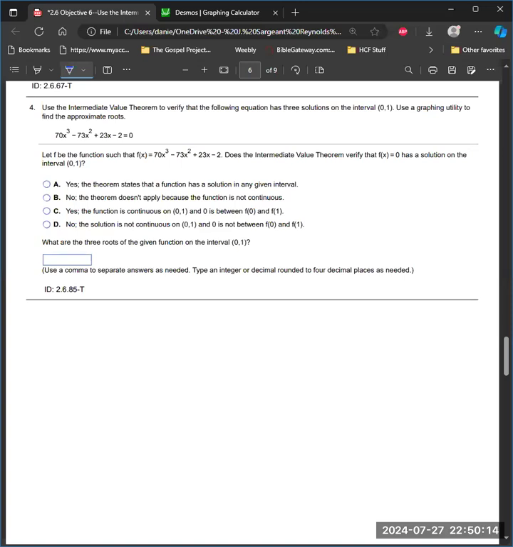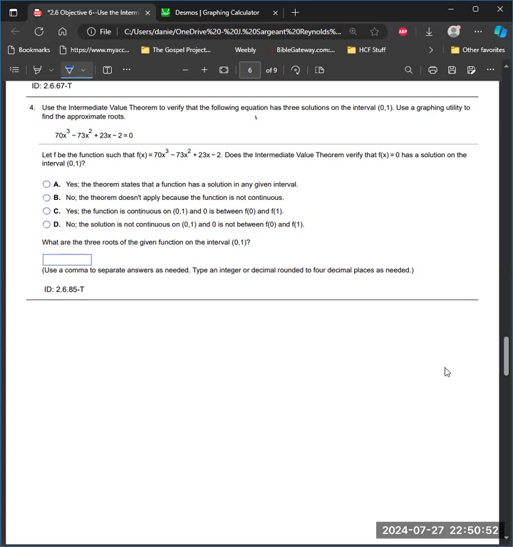Let's look now at number 4. Use the intermediate value theorem to verify the following equation has 3 solutions on the interval from 0 to 1. Use a graphing utility to find the approximate roots. So we can go ahead and say that the function is continuous on 0 to 1, and 0 is between f of 0 and f of 1.